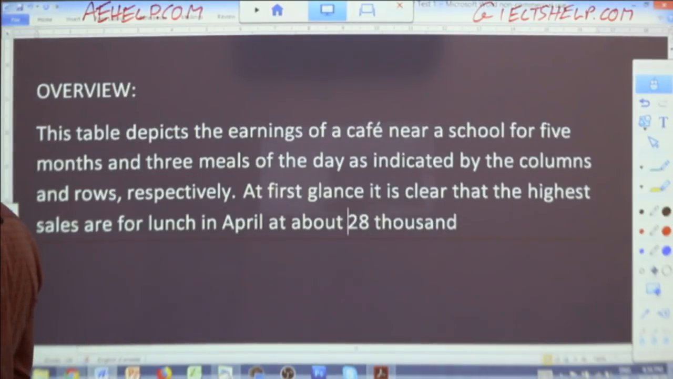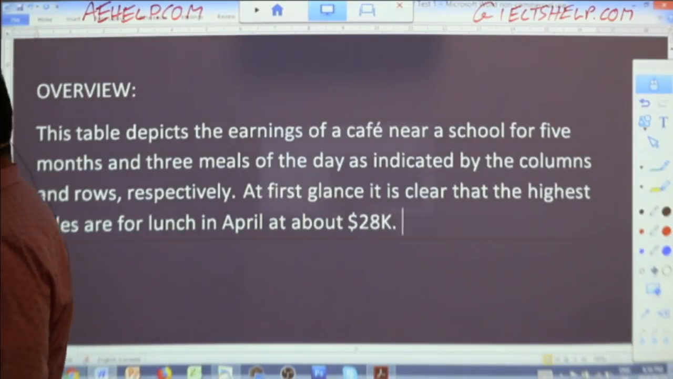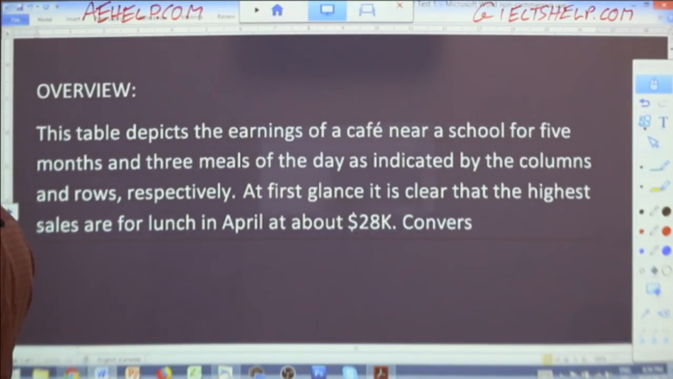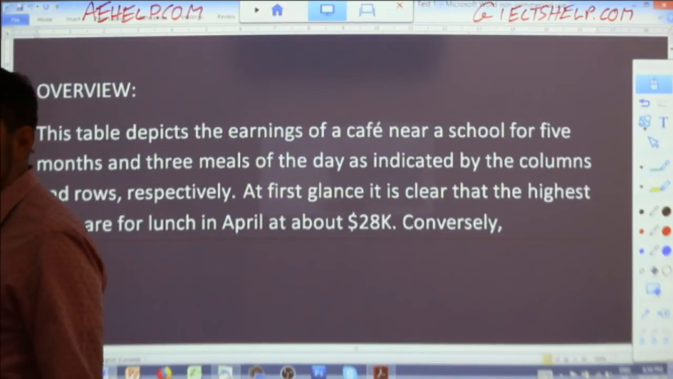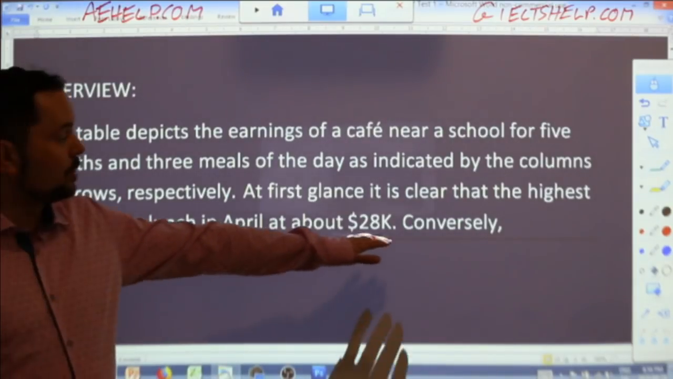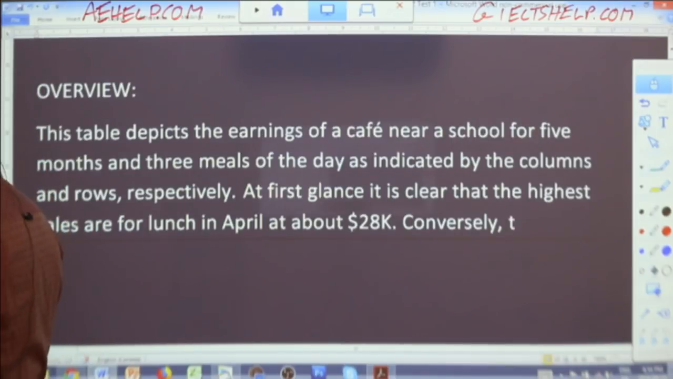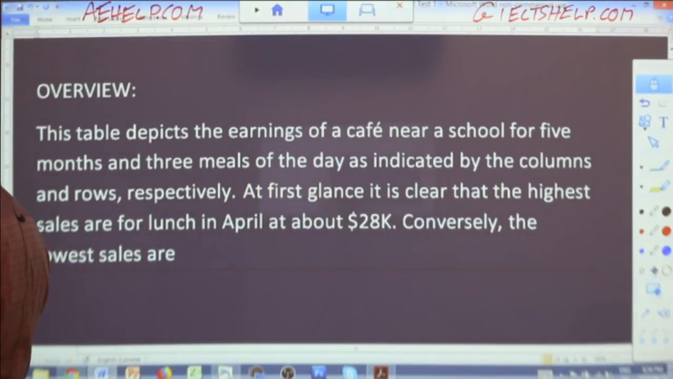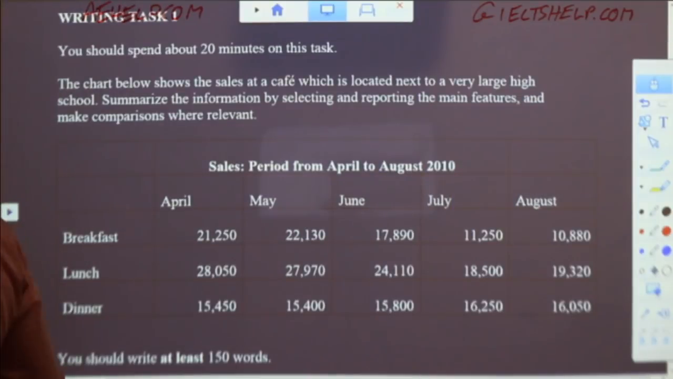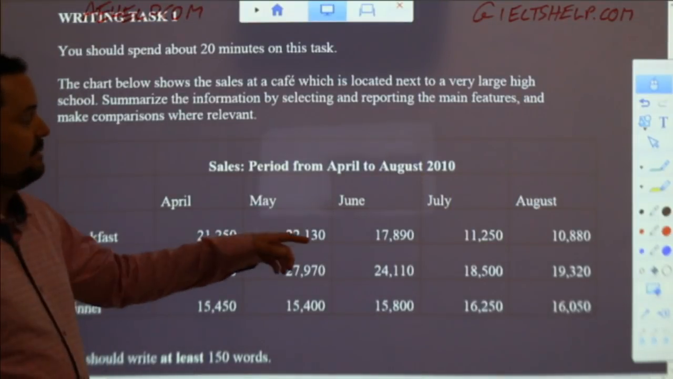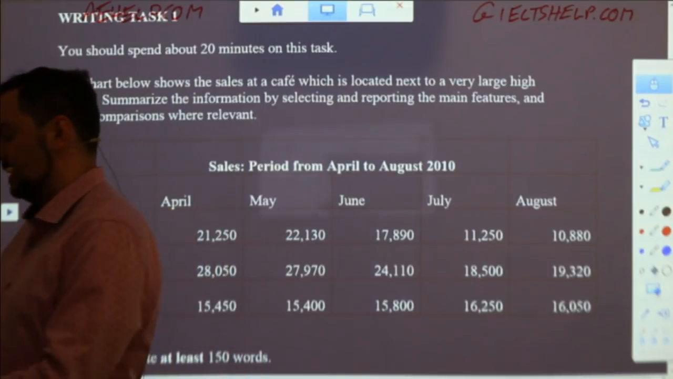And you can do it like this. Or you can even do it like this if you want to keep it really simple. I don't recommend wasting too many words on numbers, okay? Conversely, make sure that you use these kinds of joining words. The lowest sales are, let's have a look at that table again, for breakfast in August, just under 11K.